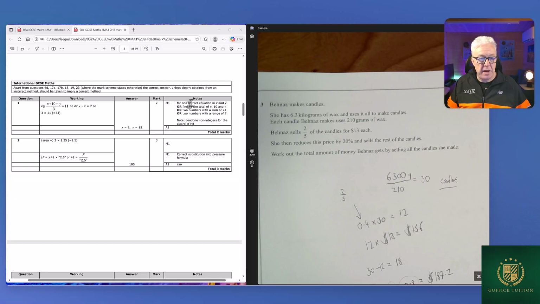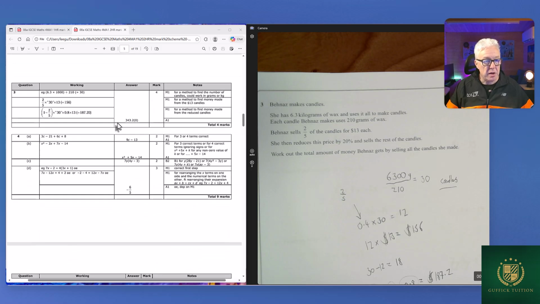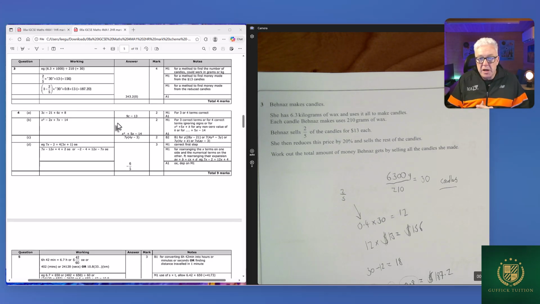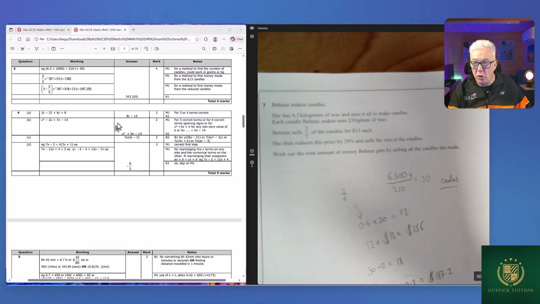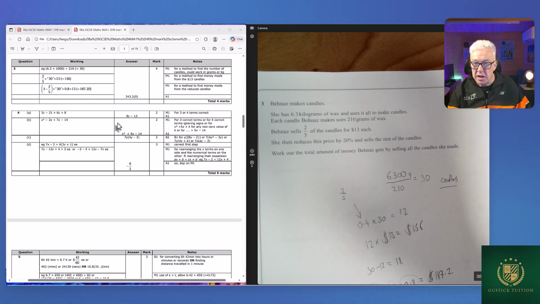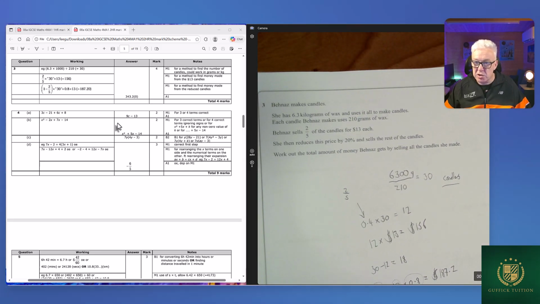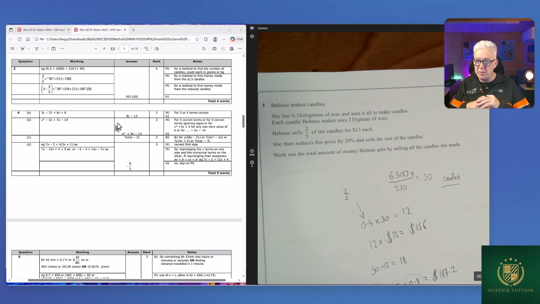Okay, V makes candles. Let's see what's going on with V's candle making. She has 6.3 kilograms of wax and she uses it all to make candles. Each candle that V makes uses 210 grams of wax. V sells 2/5 of the candles for $13 each. She then reduces the price by 20% and sells the remainder of the candles. Work out the total amount of money that V gets by selling all of the candles that she's made.